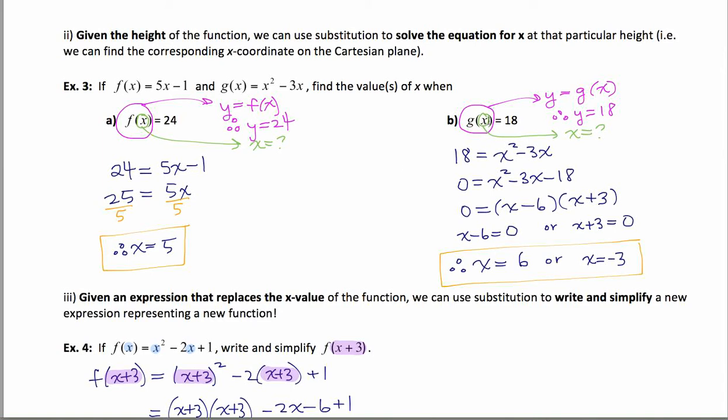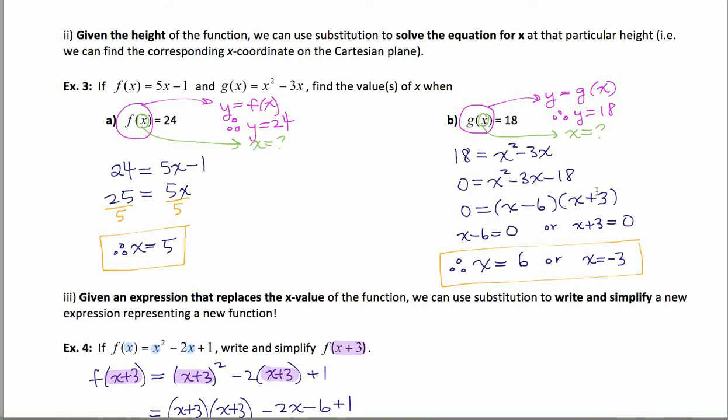Example B, it'll be the same thing. Function g at some x value reaches a height of 18. So again, we know the height, we know the y value. What we don't know is the x value. And since we know that g at x equals 18 and g at x equals x squared minus 3x, we're just going to use substitution. We're going to replace the g at x with 18 in this equation, and then we'll go ahead and rearrange, and now we've got a quadratic.